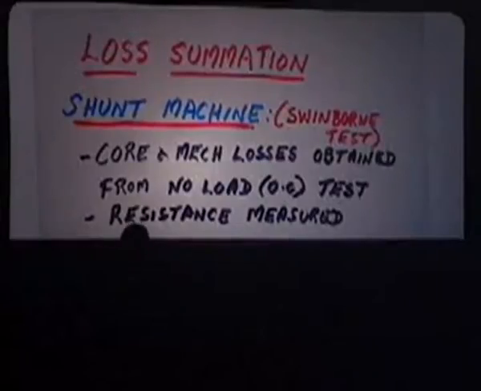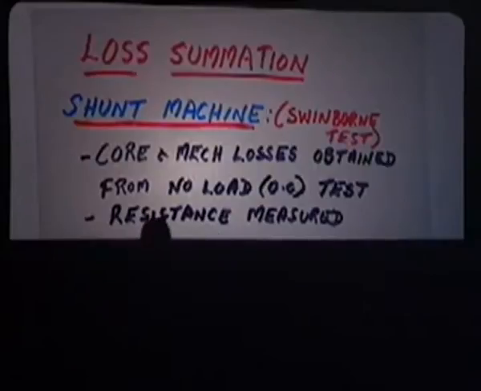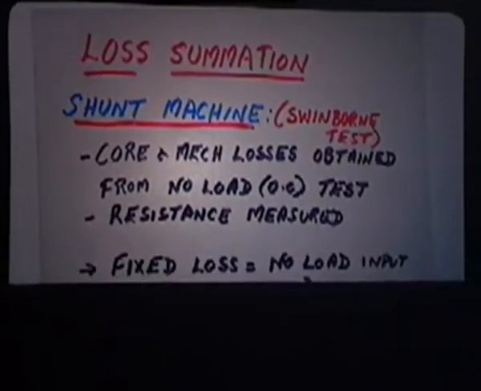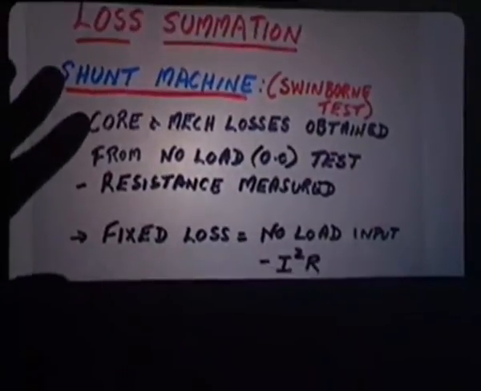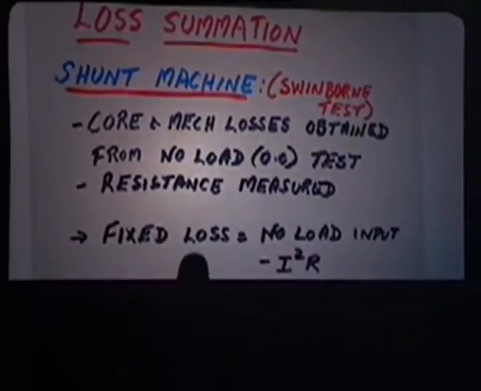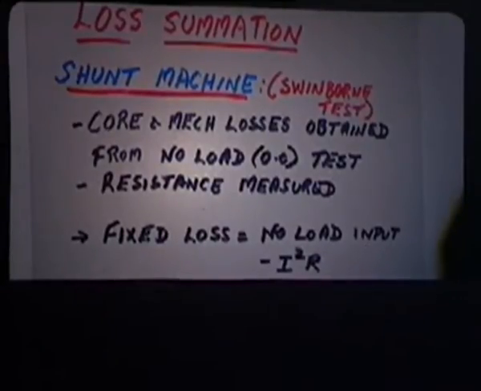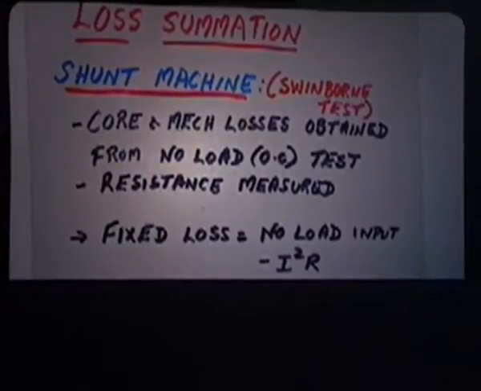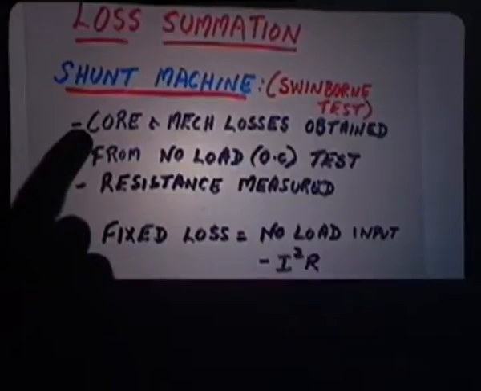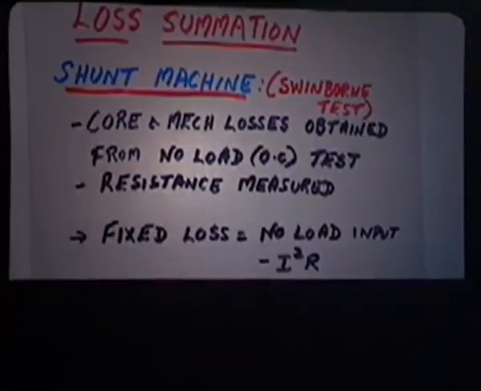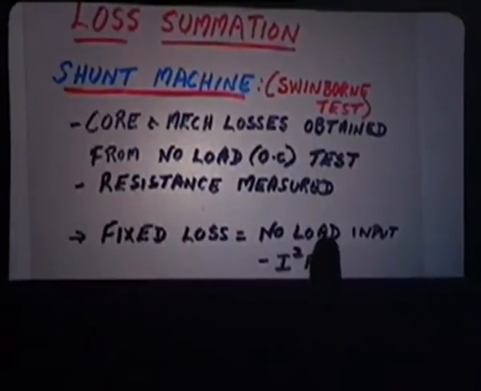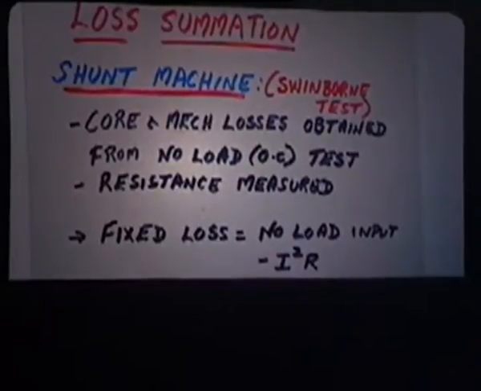Anyway, you measure the resistance, then we estimate that the fixed loss in this case is equal to no load input minus I square R loss. In a shunt machine we have the advantage that we can assume it is operating at a nominal flux and nominal speed. So, the core loss will be taken as fixed and mechanical losses are fixed. So, the fixed losses here will be equal to no load input minus I square R.